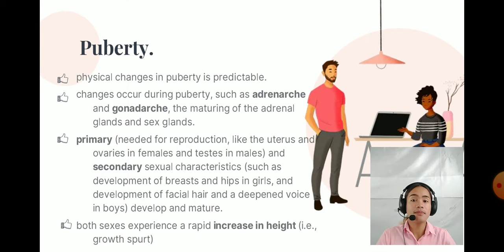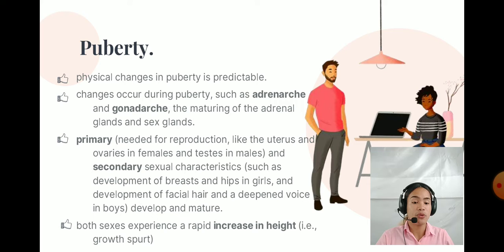So move on. Let's proceed to the point where we are going to describe the development of puberty. So, adolescence begins with puberty. While the sequence of physical changes in puberty is predictable, the onset and pace of puberty vary widely.